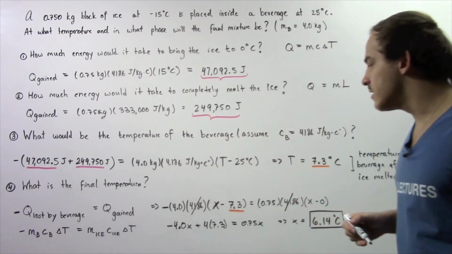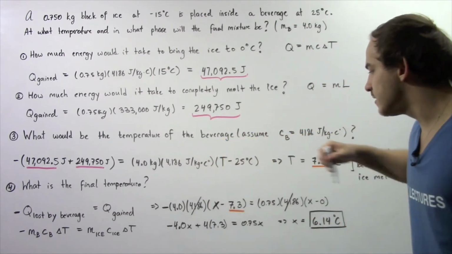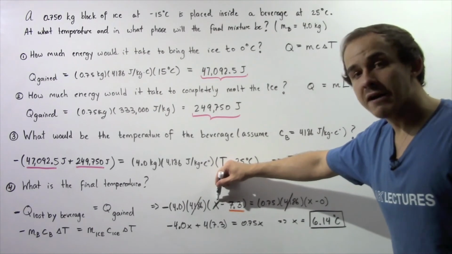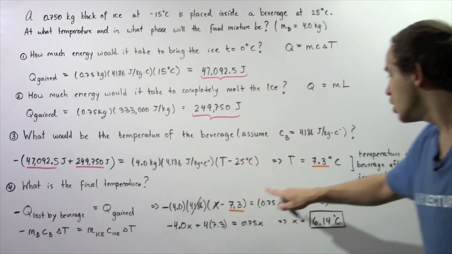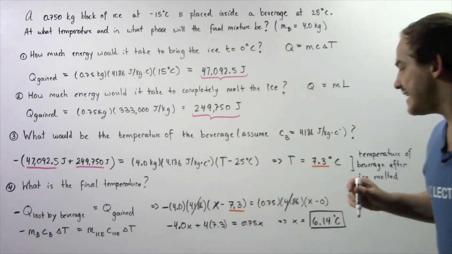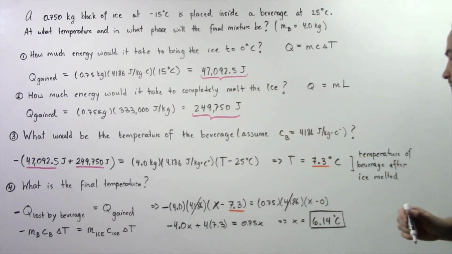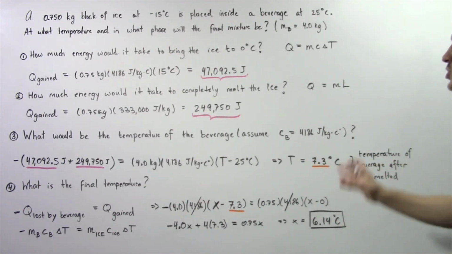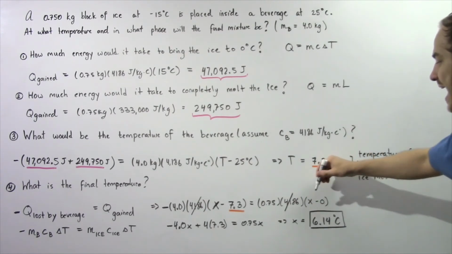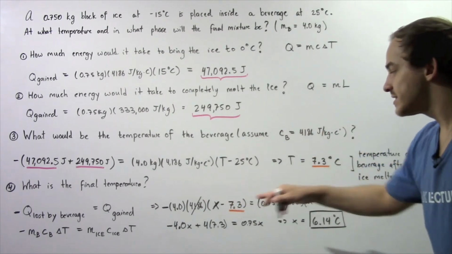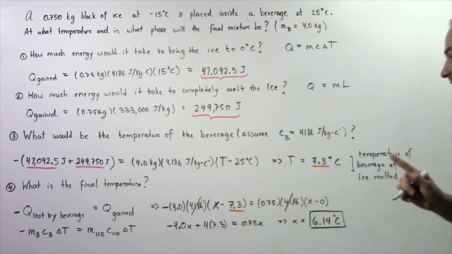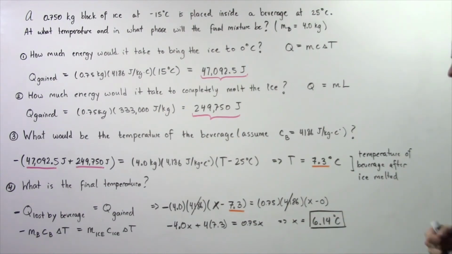So we have negative 4 kilograms multiplied by, these two cancel so we don't have to worry about those, the final temperature of the beverage minus the initial temperature of the beverage, which was found in part 3. And this is equal to 0.75 kilograms multiplied by X minus 0, where the 0 is simply the temperature of our ice, which is now water, and X is the final temperature. So notice the mixture at the end is at the same exact temperature. So we solve for X and we find that X is equal to about 6.14 degrees Celsius.